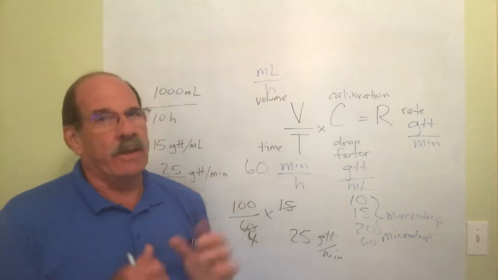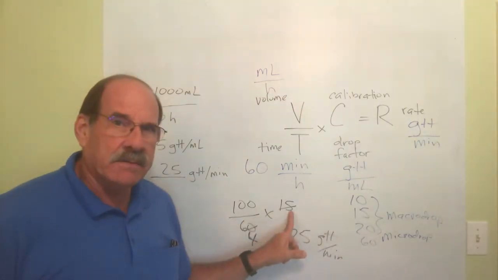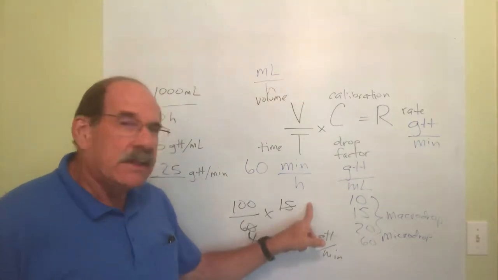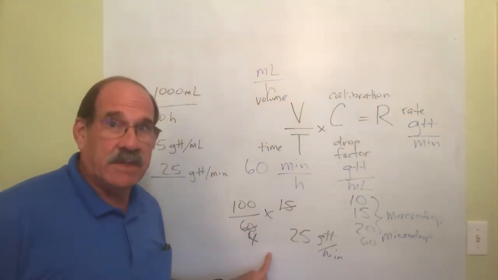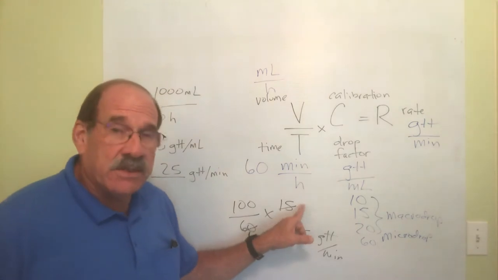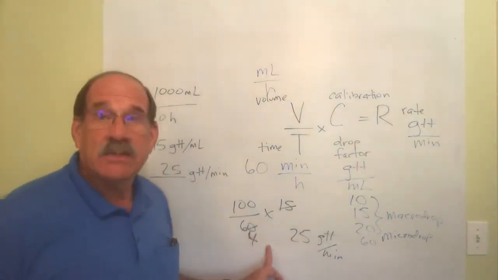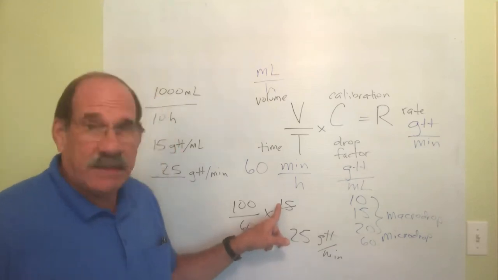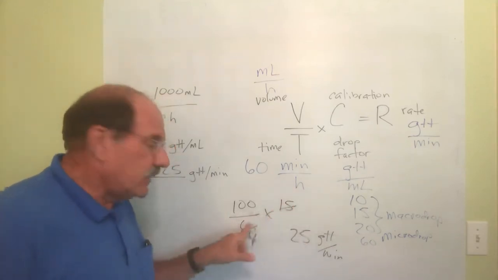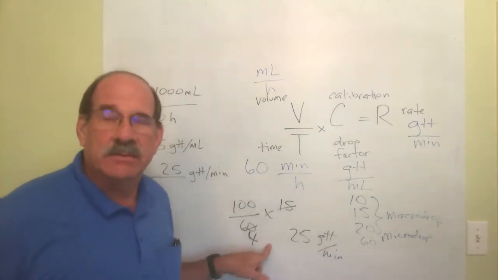But consider, what if the number 10 had been the number right here? Doing some what-ifs in here, then 10 goes into 60 six times. Hope you understand what I'm saying. If you don't, back this up about 30 seconds and do it again. If the 10 goes here, 10 goes into 60 six times, and the math is 100 divided by 6. What if the number 20 goes here? If you had that IV set, that calibration, that drop factor, then 20 goes into 60 three times. You take 100 divided by 3, and that's the answer.